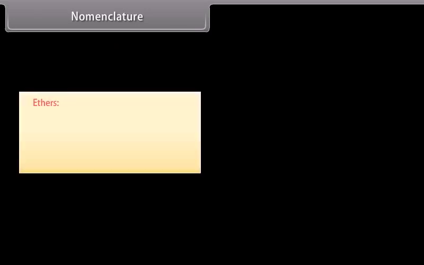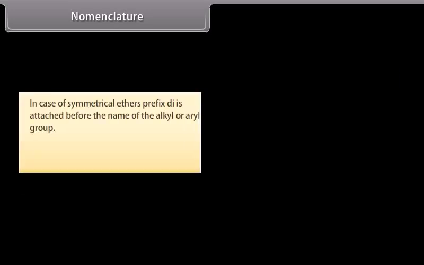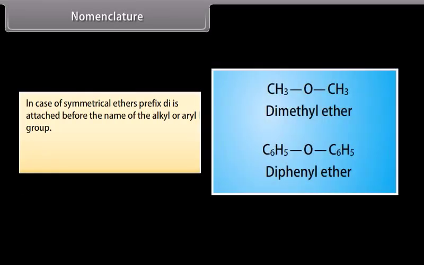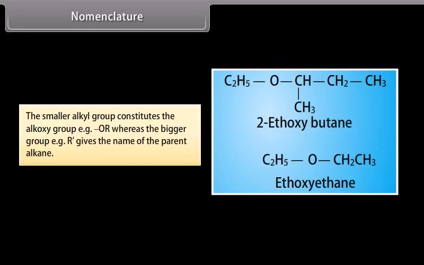Nomenclature. Ethers. The common names of ethers are derived by naming the two groups, alkyl and or aryl, linked to the oxygen atom in alphabetical order followed by the word ether. In case of symmetrical ethers, the prefix di is attached before the name of the alkyl or aryl group. According to the IUPAC system, ethers are named as alkoxy alkanes. The smaller alkyl group constitutes the alkoxy group, for example, OR, whereas the bigger group, for example R', gives the name of the parent alkane.